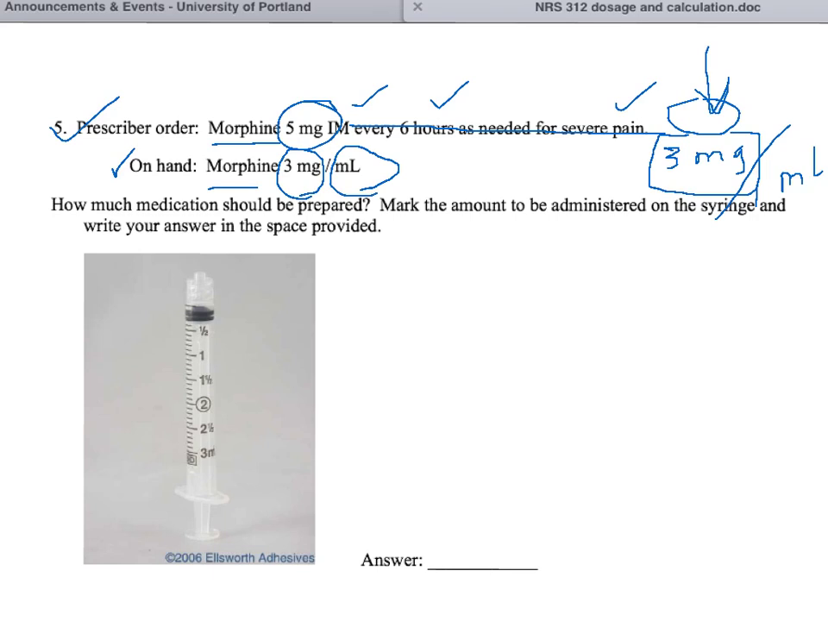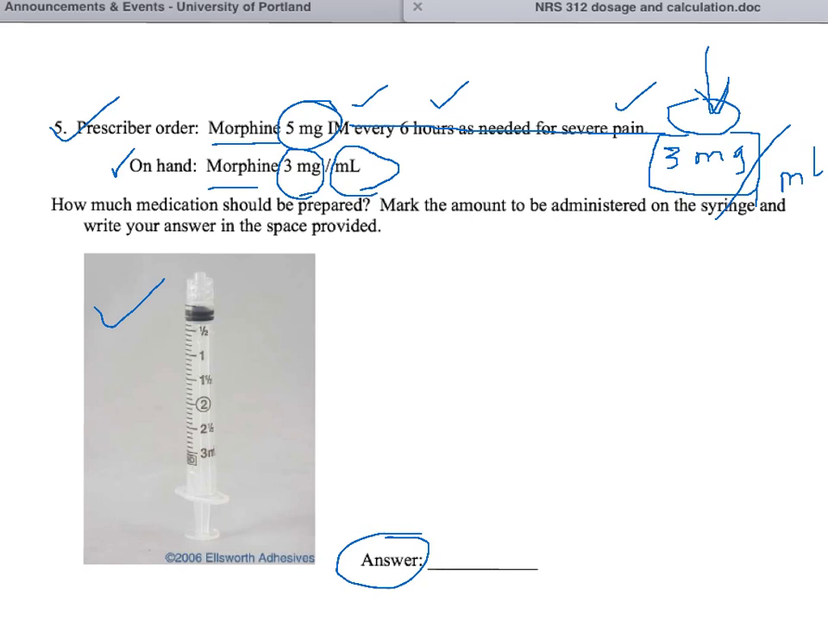So now the question asks you how much medication should be prepared. And the question asks you to mark the amount to be administered on this syringe over here and write your answer down here in the space provided. All right, so let's take a look at what we have.